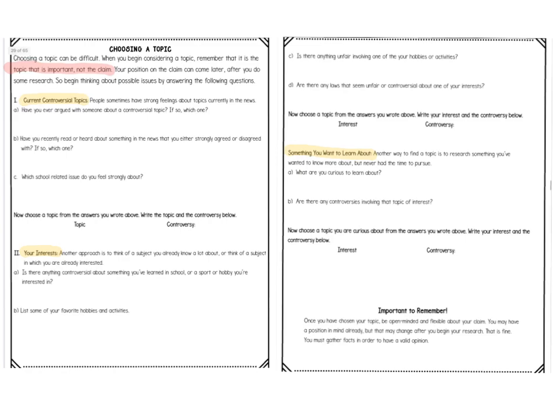So the next is your interest. And this is what I saw a lot of people choosing yesterday. So another approach is to think of a subject you already know something about, and think about, is there something controversial about that? Something you've learned in school or a sport or a hobby. So if you look on the next page up here on C, is there something involving that hobby that's controversial? Is there something that's unfair? You could give an opinion on this. Is there anything there that interests you?